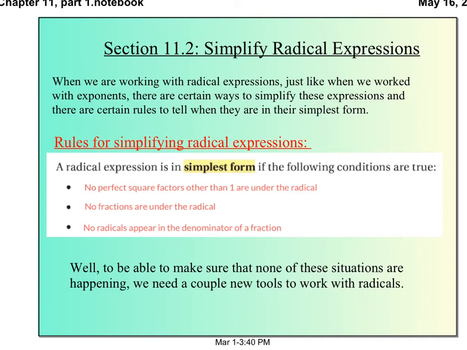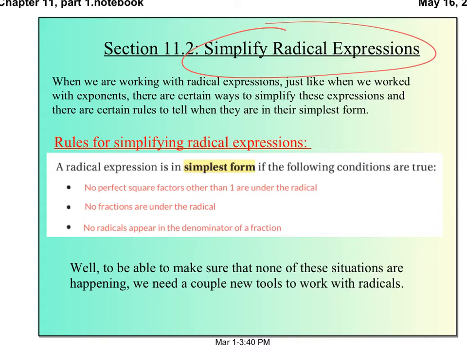Alright, you guys, time for a new section here. Still working with radicals. We just finished up graphing radical functions or square root functions, and now we're going to simplify radical equations. Kind of a fun one here in terms of the problems we do, taking a puzzle and simplifying it down as much as we can.